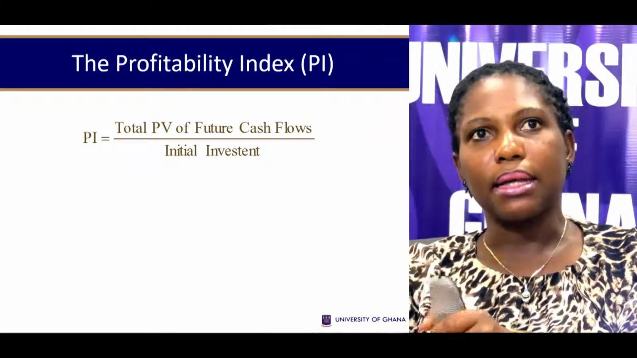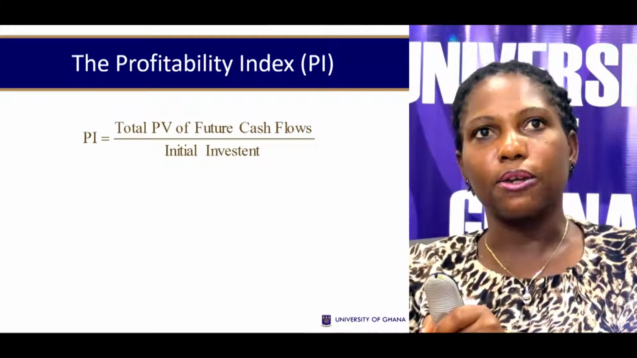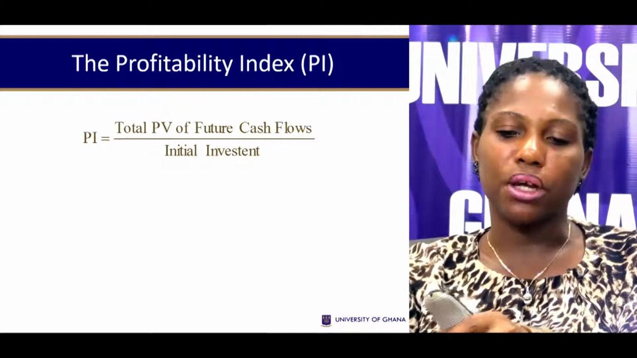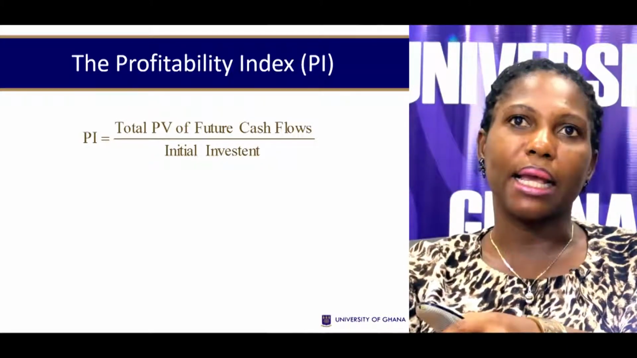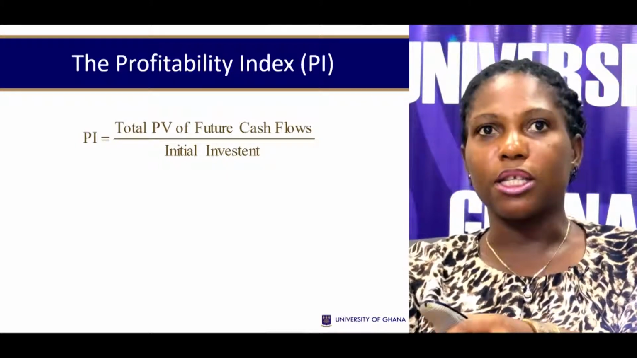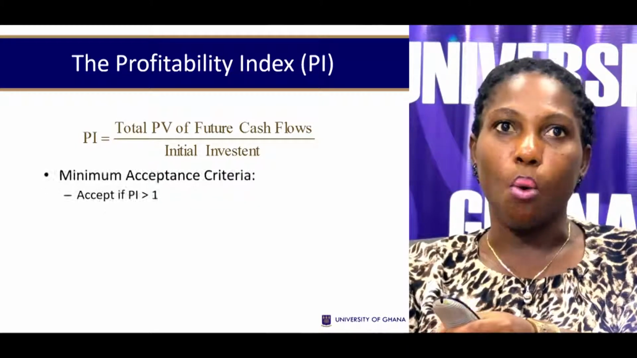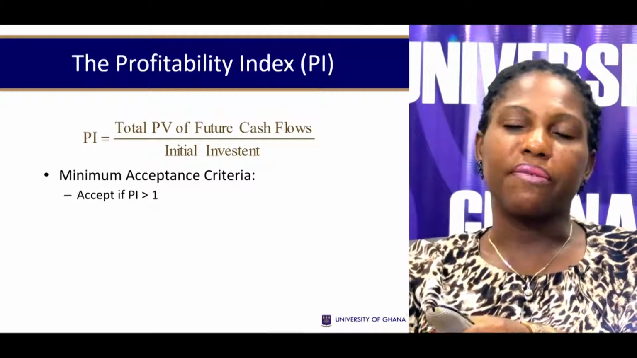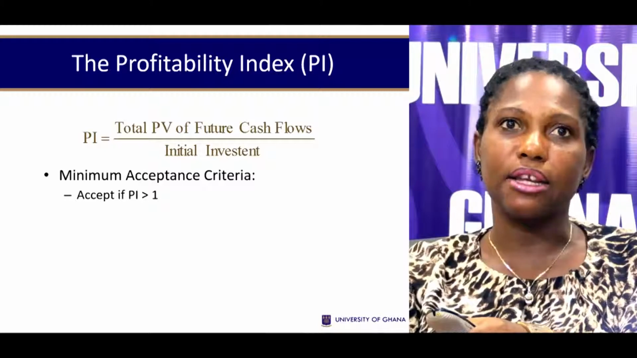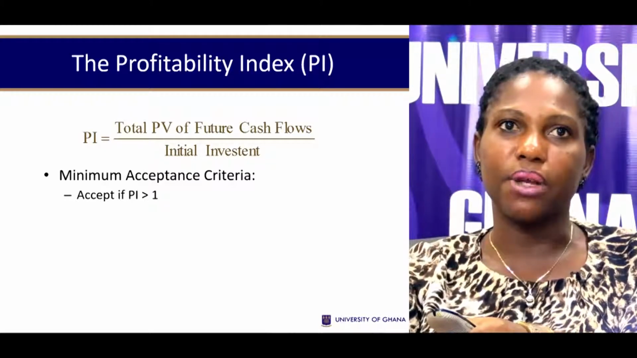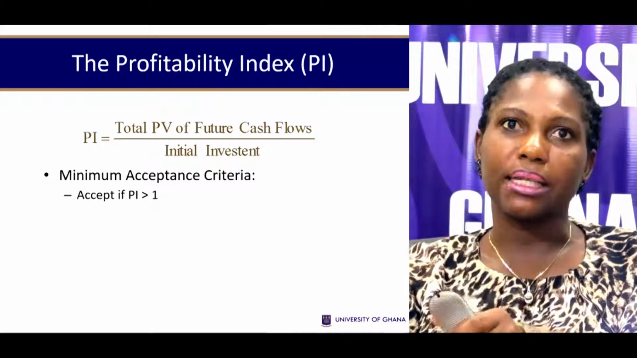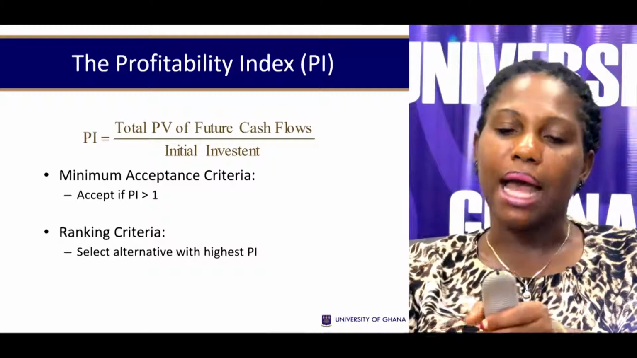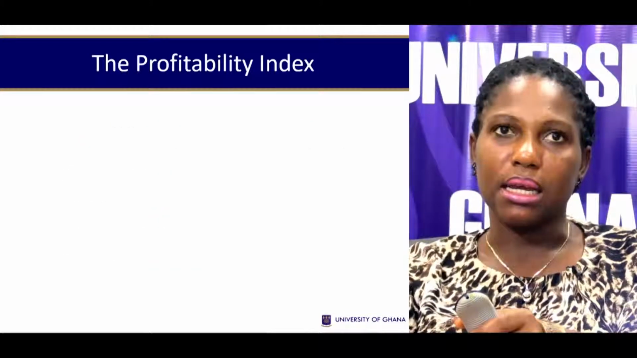Now let's look at the last item, which is the profitability index. Now this looks at the present value of all future cash flows divided by the initial investment. Typically this is more like a benefits cost ratio. So all things being equal, when the value is greater than 1, we accept it. What it means is that the present value of all future cash flows exceeds the initial investment, hence the value in excess of 1. And so we reject otherwise. And when it comes to ranking, we select the alternative with the highest profitability index.